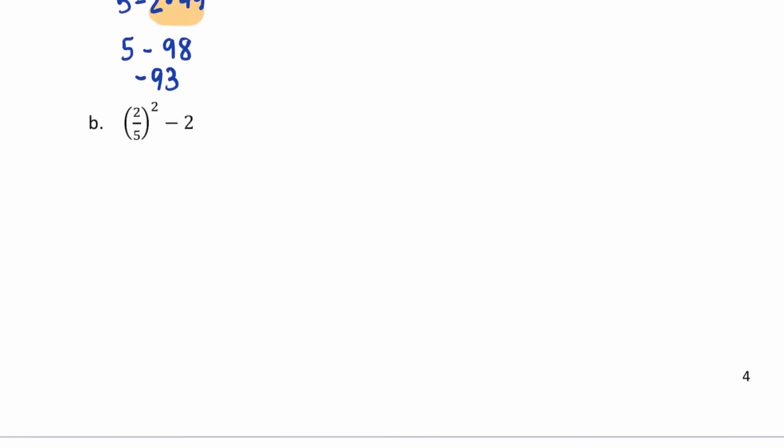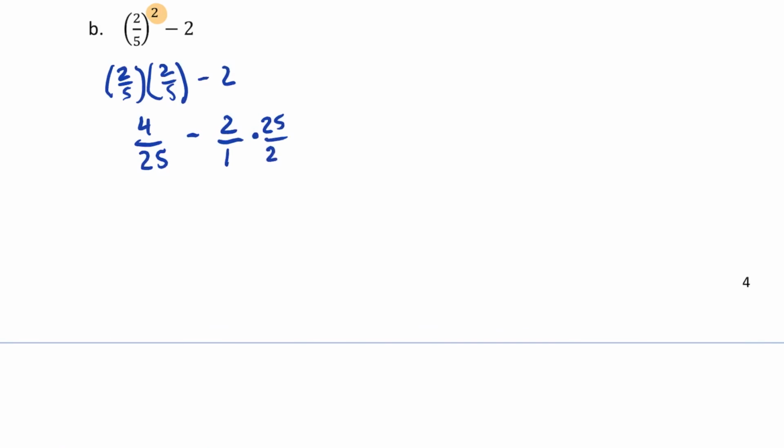If you look at B, we don't have anything to do inside our parentheses or grouping symbols, so we're going to move on to our exponent. If you square 2/5, don't forget that means you're taking it times itself. So if you don't know what that is off the top of your head, you can write it out and multiply your fractions straight across. Now there's no multiplication or division, it's just subtraction, but when I'm subtracting fractions, I need my common denominator. So I'm going to get that common denominator of 25 and then subtract 4 minus 50, which is going to give me negative 46 over 25.